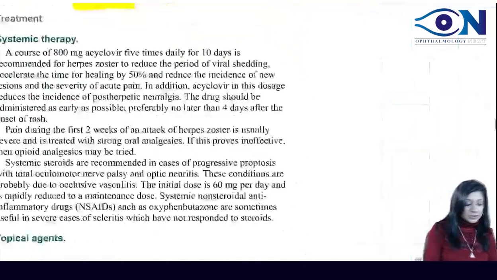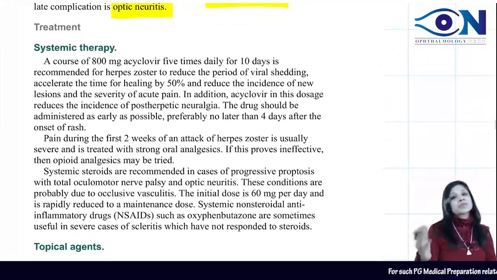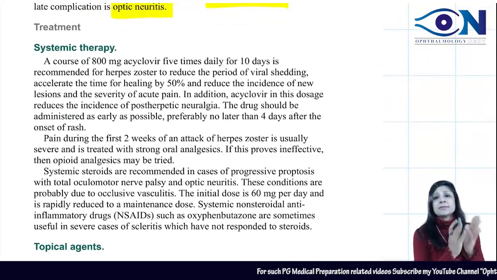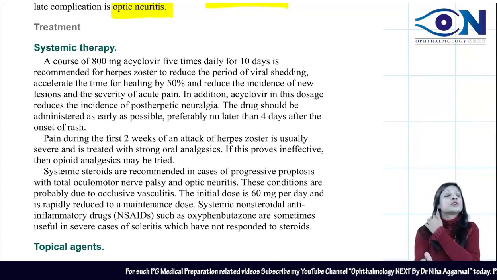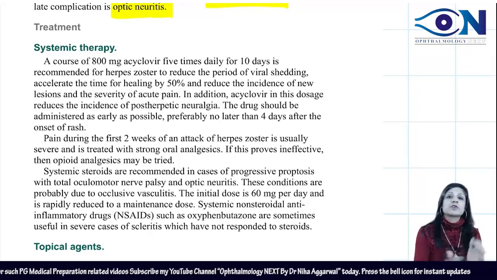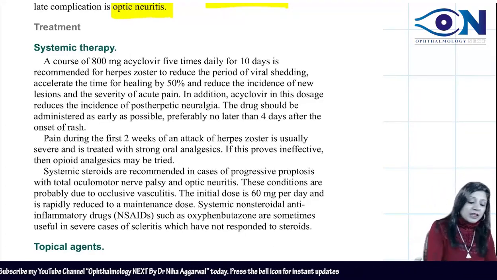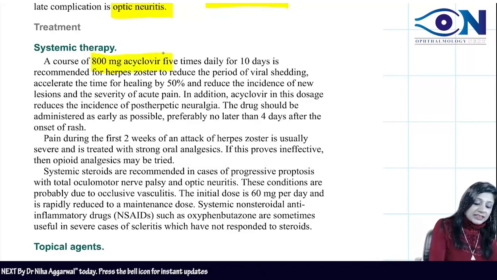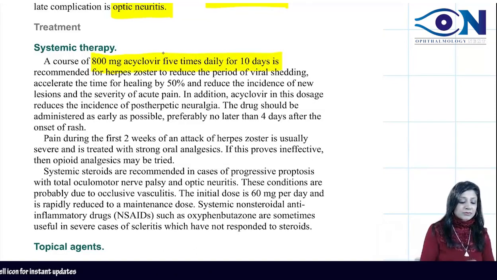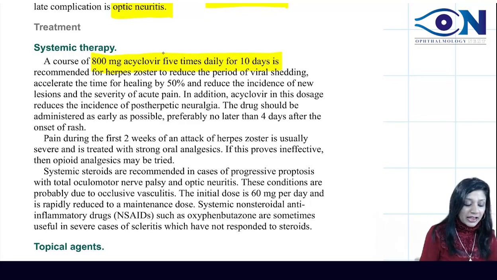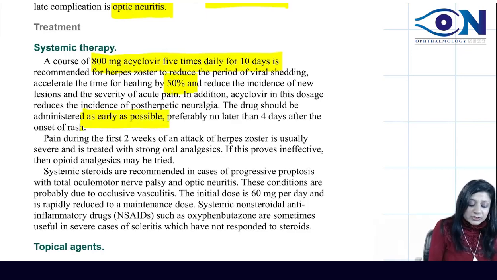Coming to the treatment, we can have systemic as well as topical treatment. I told you simplex is simple. There I require only the topical treatment, but in cases of herpes zoster, we require the systemic treatment. So we have to give tablet acyclovir 800 milligram 5 times a day. That is recommended, and that can accelerate the healing time by 50%. The drug should be administered as early as possible, no later than 4 days after the onset of rash.